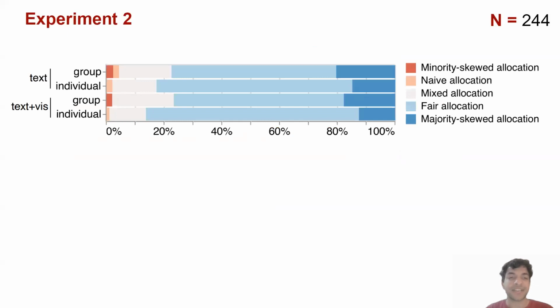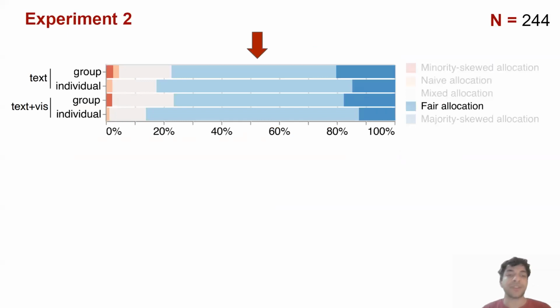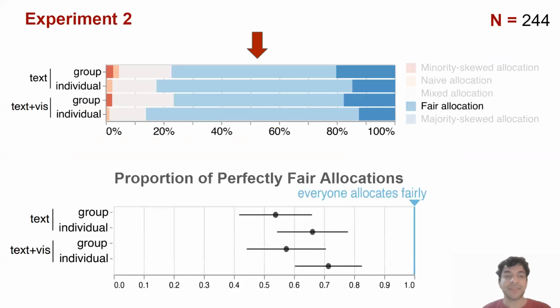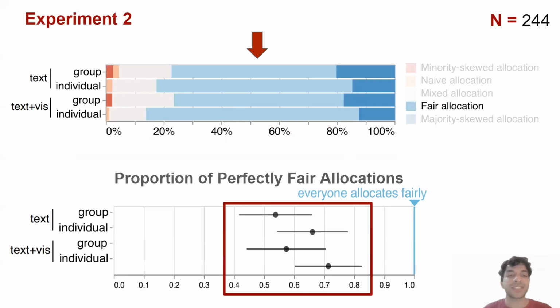Here is the breakdown of responses. This time, there were similar allocations across conditions. For the aggregated measure, this time we looked at the percentage of participants who made a perfectly fair allocation, with some indication that individual framing may yield more fair allocations.